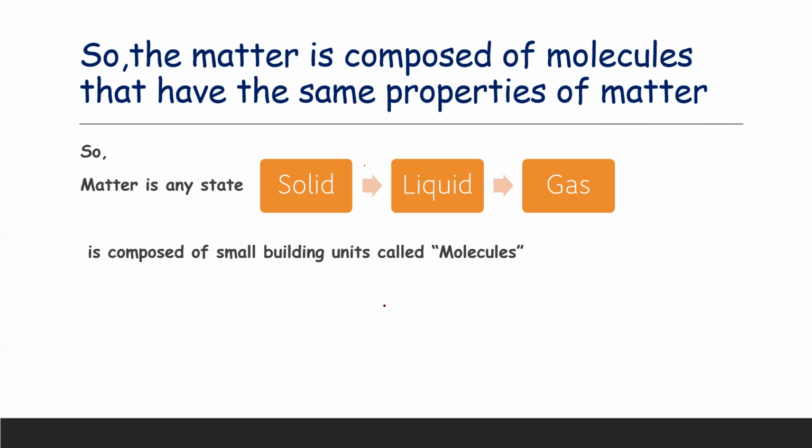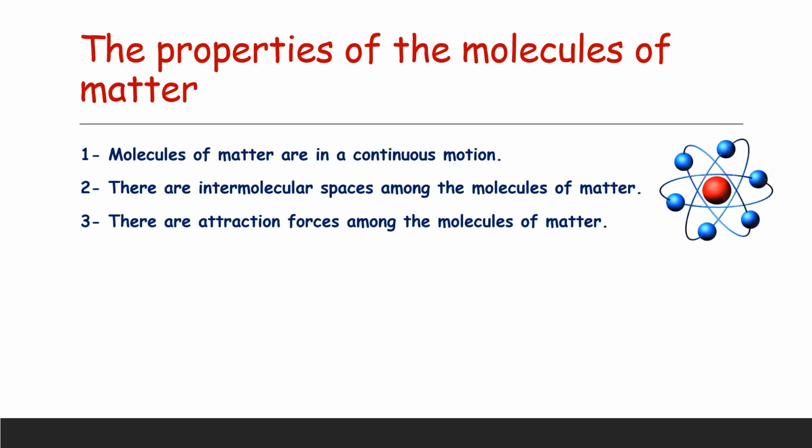For example, the pencil. Is the pencil matter? Yes, it has mass and volume, so the pencil is matter, right? So if the pencil is matter, what is the smallest thing that is building up this pencil? It is molecules, the smallest building unit of everything. Right. What are the properties? How can we describe these molecules?